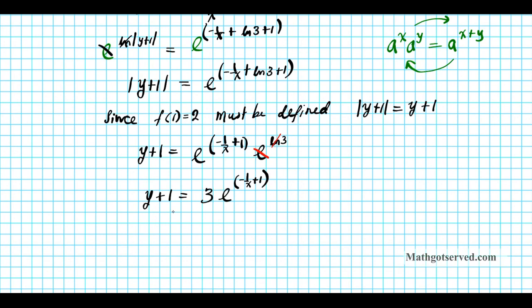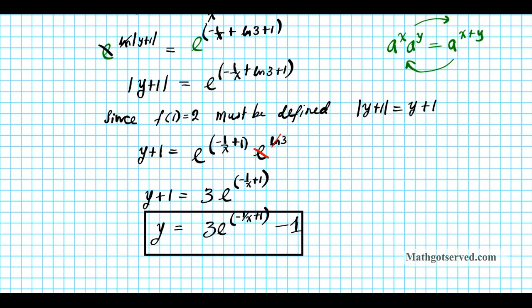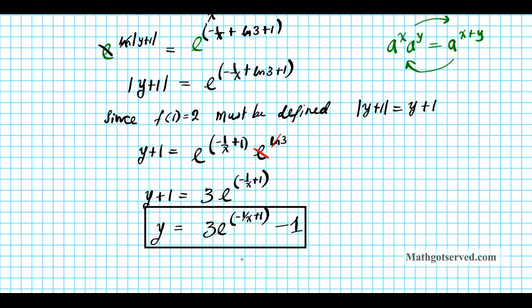To finish this off, you just simply subtract 1 from both sides, because the particular solution has to be in the form y equals. So if you subtract 1 from both sides, you have y equals 3 e to the negative 1 over x plus 1 minus 1. And that's the particular solution of the differential equation with the initial condition f of 1 is equal to 2. All right, so that's that.